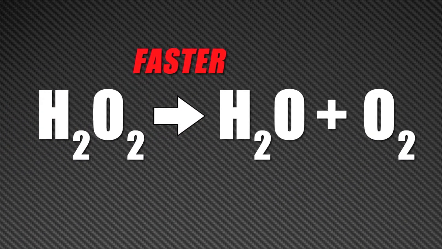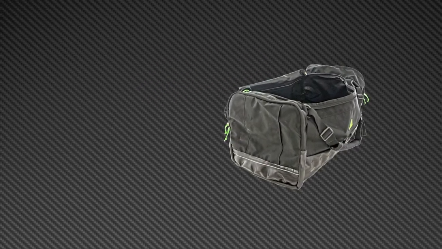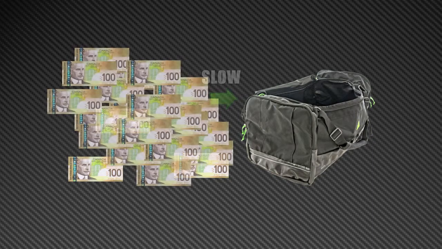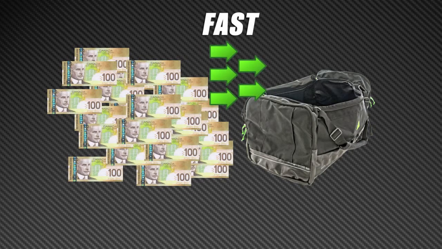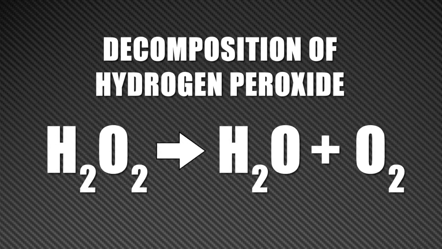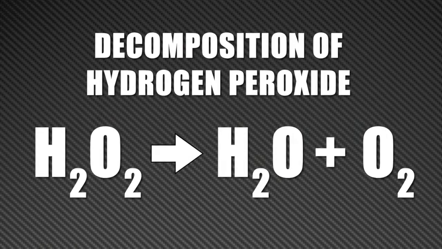One way to think about this is if someone asked you to fill a duffel bag with $100 bills from the floor using only your hands. If there were only a few bills on the floor, that is, a low concentration, the speed you can fill the duffel bag will be limited. However, if there is a large pile of bills, that is, a high concentration, you will be able to grab handfuls and fill the duffel bag much faster. So now we will return to real chemicals, and we'll test if hydrogen peroxide decomposition is indeed dependent on concentration.